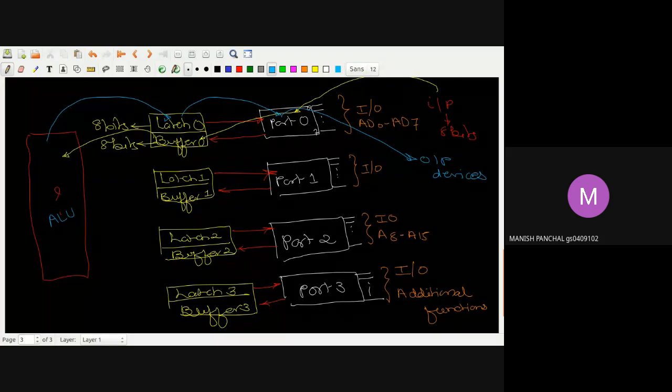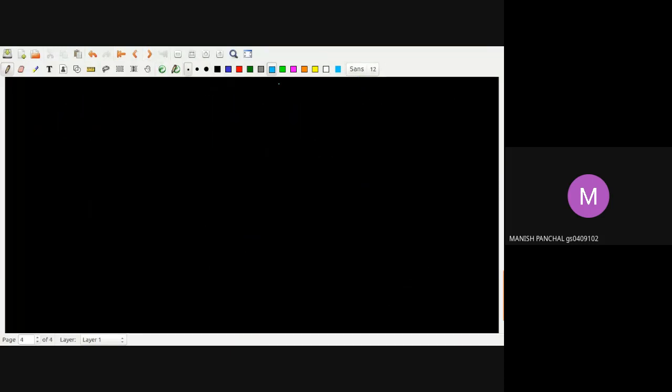Is it clear? This diagram is clear? Yes, sir. Okay, so the basic purpose of this diagram is to show that each port will have an 8-bit latch and an 8-bit buffer. The thing you have to remember is that you cannot directly transfer data to any pin of the corresponding port. First, you have to store that data into the latch, and then it will go to the output device.